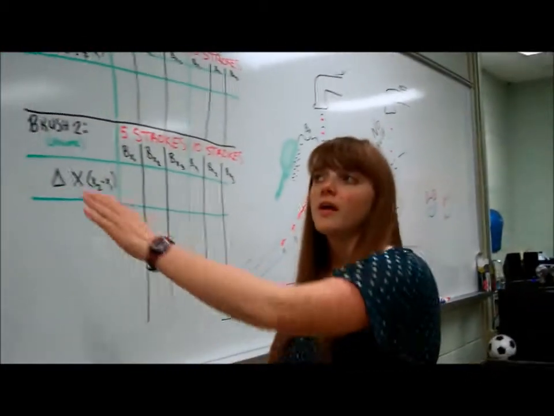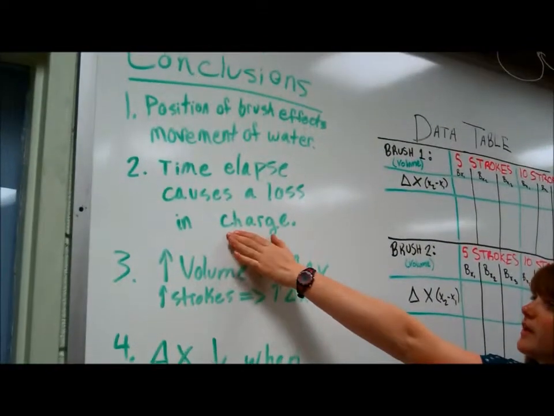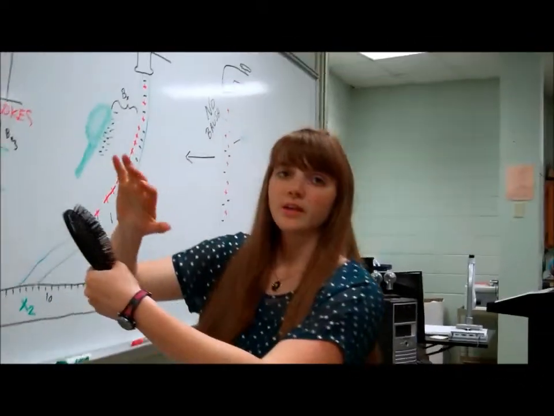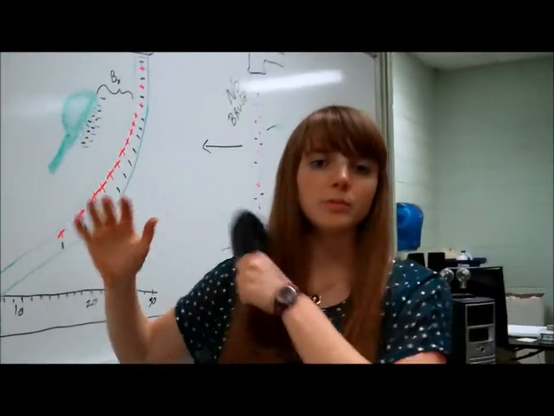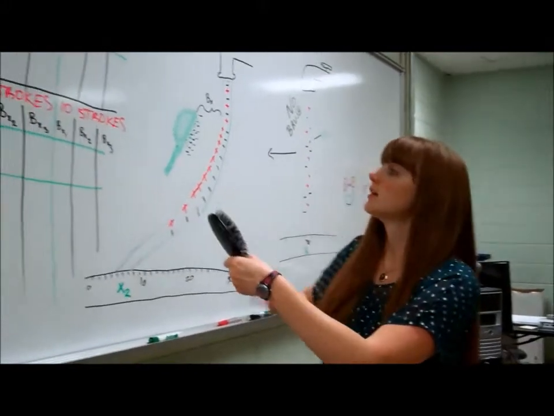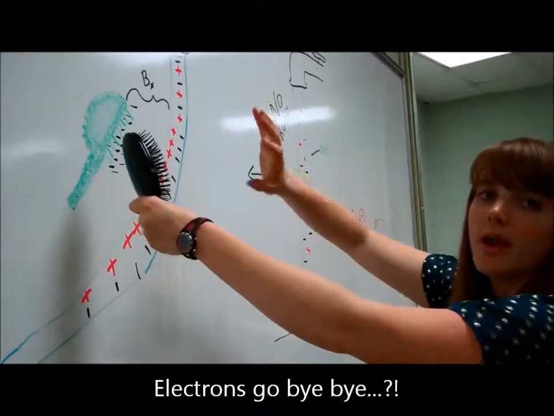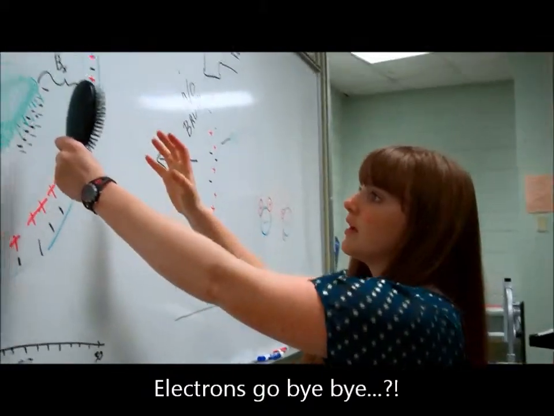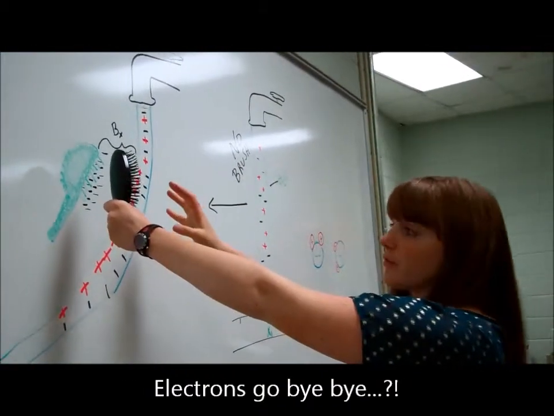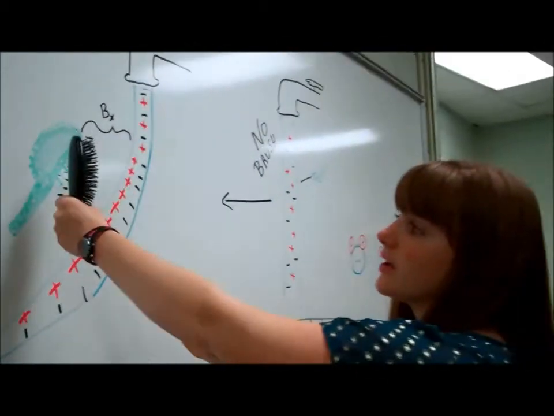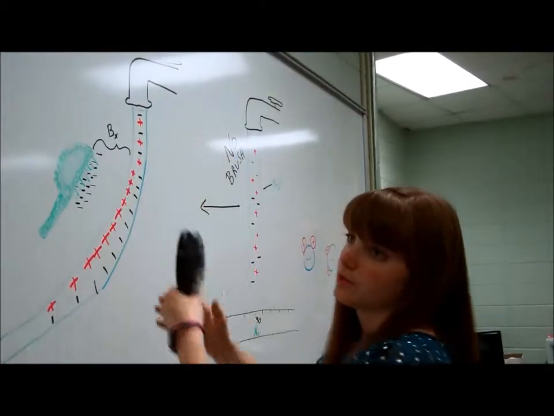And also, here's another great thing we notice. As time elapses, it causes a loss in charge. Now we have electrons loaded up on this brush. After we brush the hair, we have electrons all over it. And as time elapses, the electrons get lost to the atmosphere. So we might hold the brush here for 5 seconds, but this stream will start going back because of the loss of electrons.